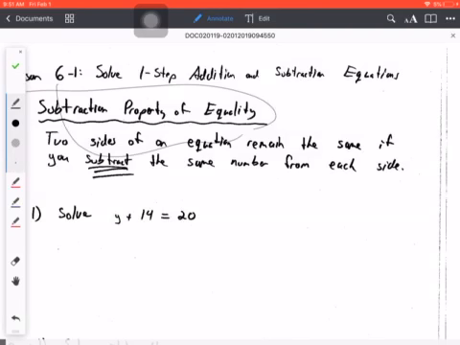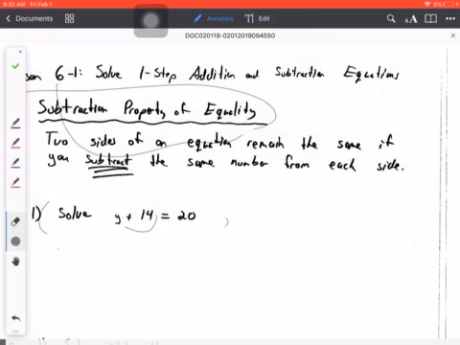So what we're going to focus in on, and this is kind of counterintuitive because the subtraction property of equality doesn't talk about if something is being subtracted from a variable, but it talks about what we do in order to solve. So for example, if we look at example 1 here, it says solve y plus 14 equals 20. We're going to be adding this 14 here, which means in order to get y all by itself, you have to undo that addition by doing subtraction.